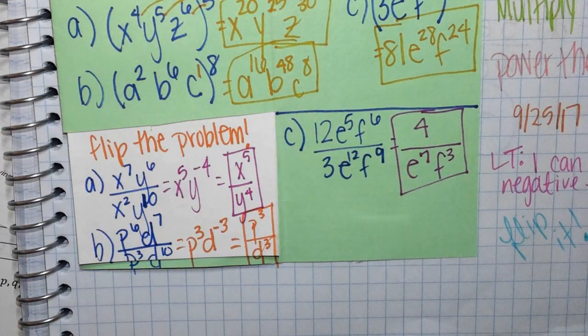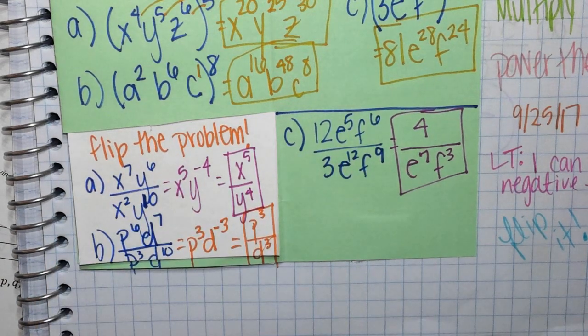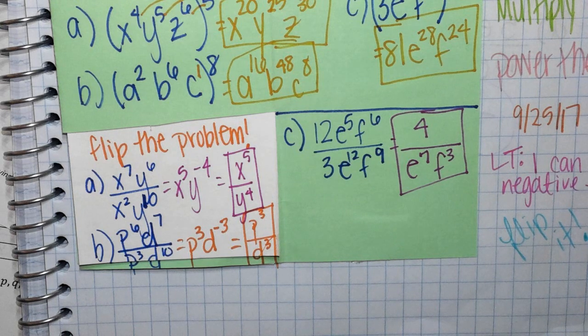Now, the variable goes wherever the big number goes. Do you understand? Fantastic. You want to try one without me? So you don't put the negative sign. Once you move it, you don't put the negative sign. It turns it positive.